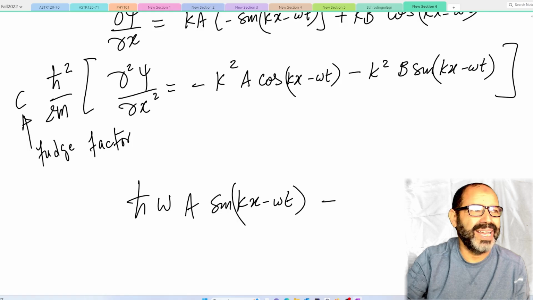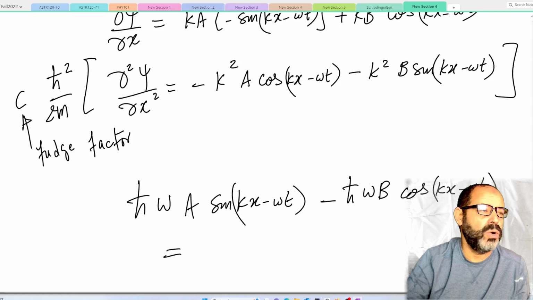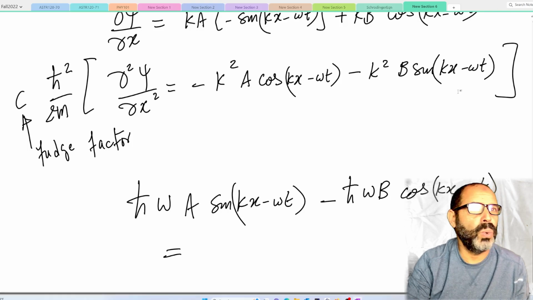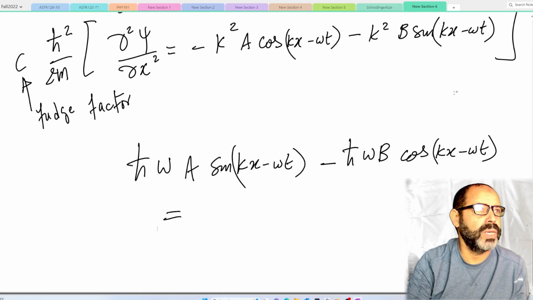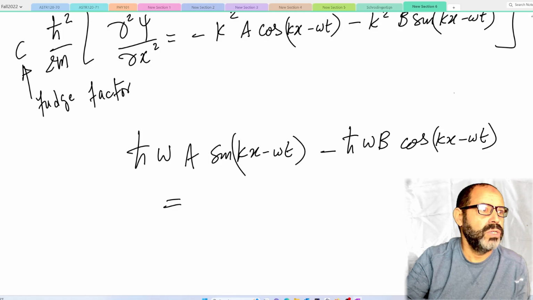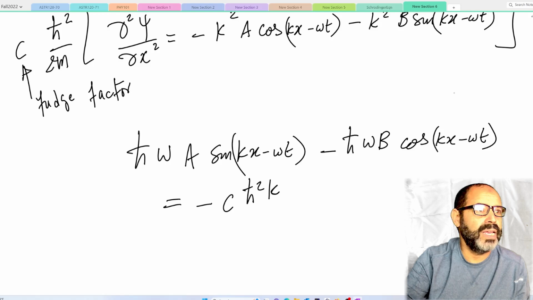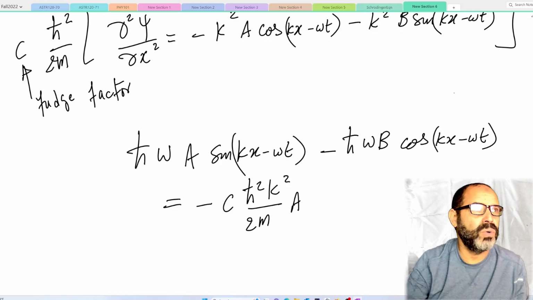And the second one has a negative sign, h bar omega b, and it's a cosine of kx minus omega t. This must be equal to c times h bar squared over 2m times this whole thing. Again, my c is just to make things work all the time. We don't want it to be working only at some specific times. So minus c, because I have a minus in here, times the c, and I have an h bar squared k squared over 2m times a, and I have a cosine.